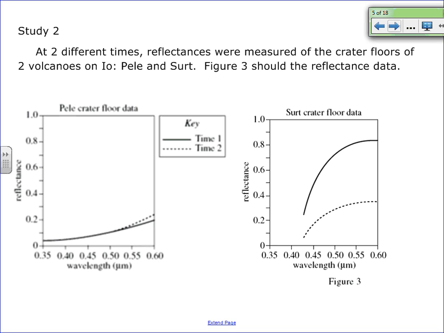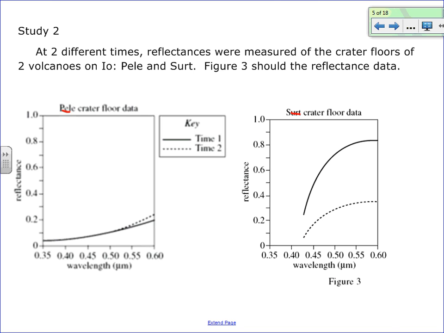Can we have a volunteer to read study 2 for us? At two different times, reflectance was measured of the crater floors of two volcanoes on Io, Pele and Surt. Figure 3 shows the reflectance data. Excellent. All right, so we see it right here. We see the Surt crater, and we see the Pele crater.